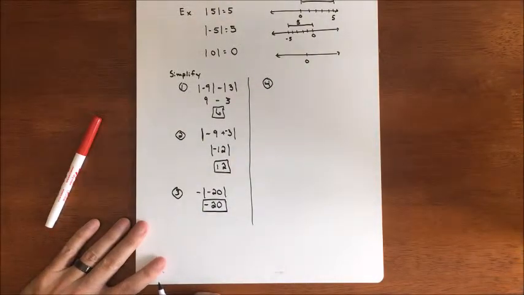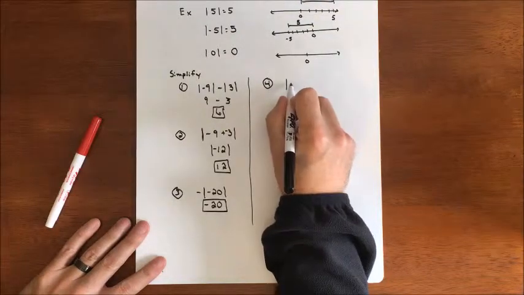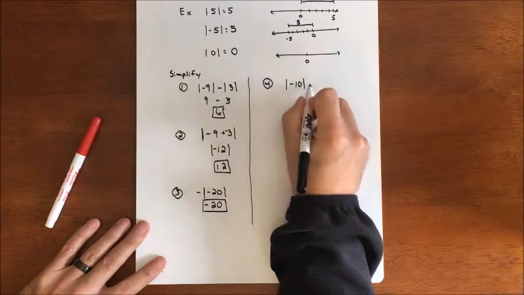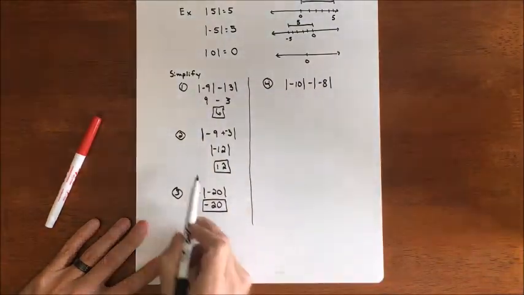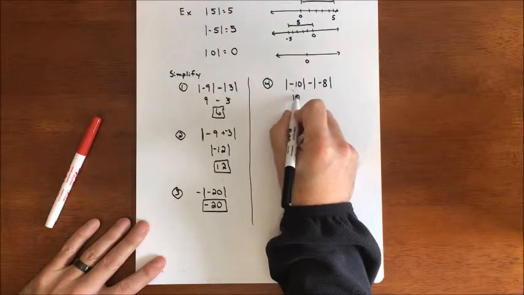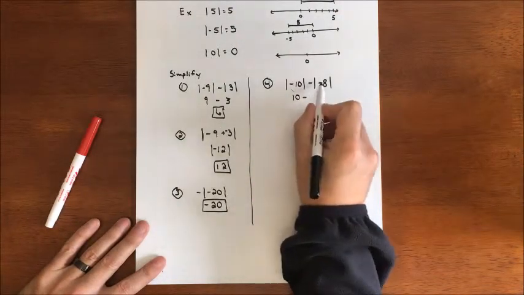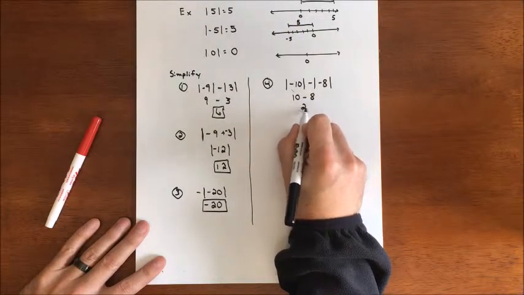All right, so let's try another one. What if it's the absolute value of negative 10 minus the absolute value of negative 8? So very similar to the first one that we did. The absolute value of negative 10 is positive 10. We bring down the sign. Absolute value of negative 8 is positive 8. 10 minus 8 is 2.